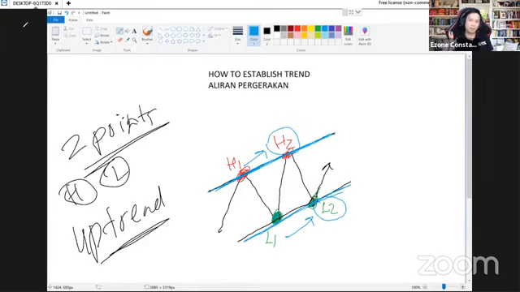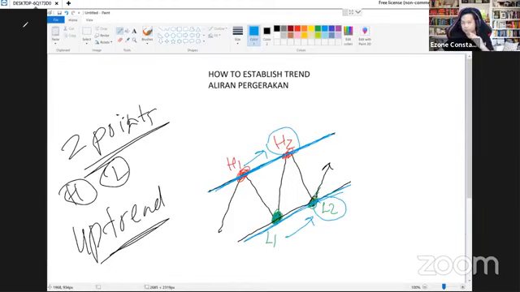So lebih kurang you ada 4 titik dekat sini. 2 titik lantunan bawah, 2 titik lantunan atas. So itu disebut sebagai 2 points. 2 points bawah, 2 points atas. Ini baru potensi. But to confirm your trend, this is the difference between you establish trend and you confirm the trend. So 2 points here is just to establish the trend.